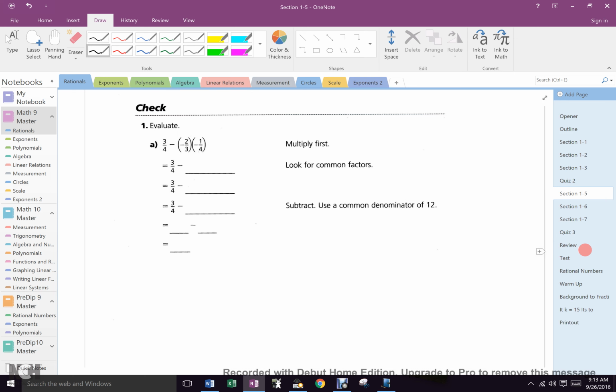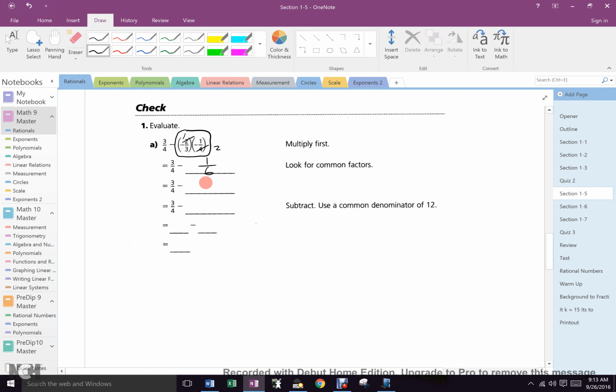So somebody should be able to tell me what to do right here. Find the common numbers and do it. 1 and 2. What's 1 times 1? What's 3 times 2? 6. So I have 3/4 minus 1/6, right? What's my common denominator? 12.